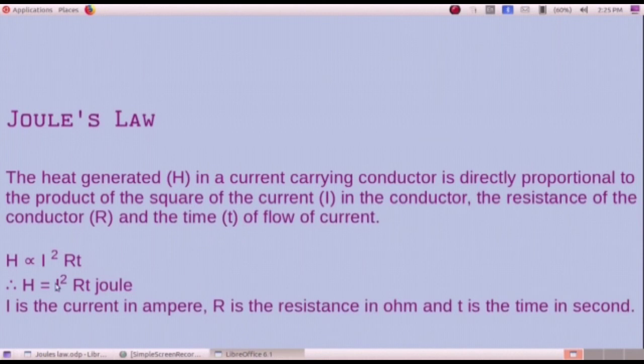So the current I is measured in ampere, resistance R in ohm, and T in second. The heat energy developed in a current carrying conductor can be calculated as H is equal to I square R T.